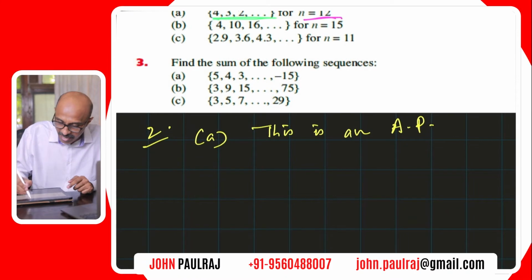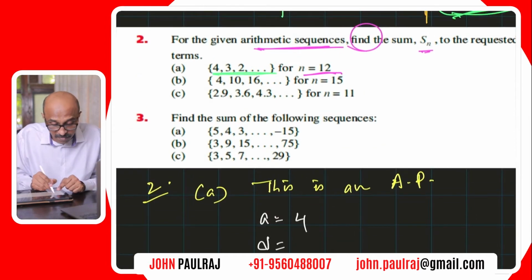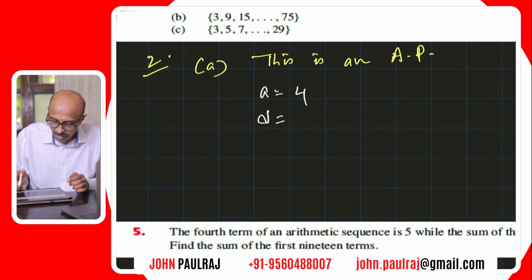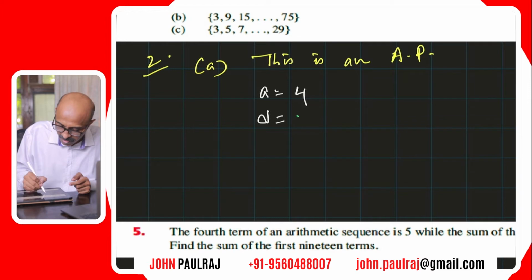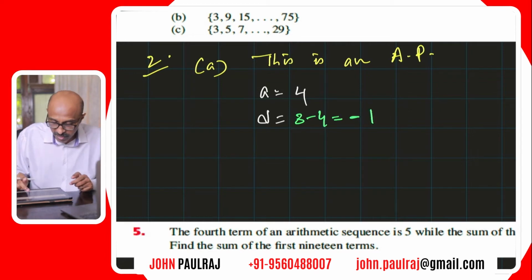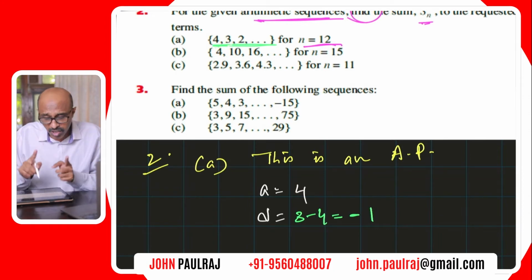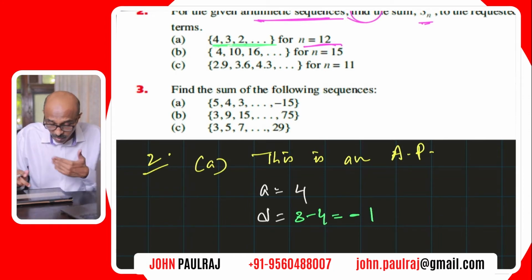You can write down a, the first term, is 4, and the common difference d. Well, how do you find the common difference? Second term minus first term, third term minus second term. Second term is 3, first term is 4, so 3 minus 4 is negative 1. Your common difference is negative 1, and your a is 4. The first term is 4, and the common difference is negative 1. And you can check that the difference is constant throughout. Even 2 minus 3 is negative 1, so you're good to go.